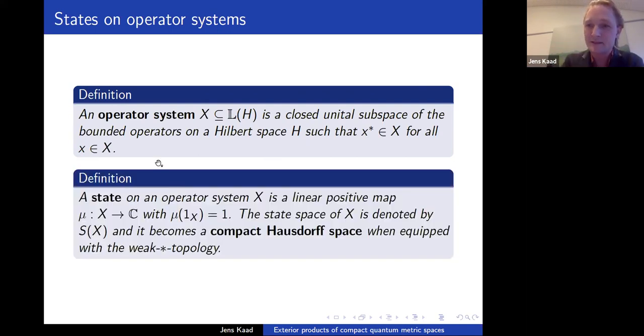Once you have an operator system, you have a state space. So you can talk about states on an operator system. Those are the linear positive functionals on this operator system that map the unit to the unit. Positivity in the operator system is inherited from the bounded operators on the Hilbert space, so everything makes sense here. You can look at the state space. This is the set of all states on this operator system, and this is a compact Hausdorff space when you equip it with the weak star topology, so pointwise convergence of states.